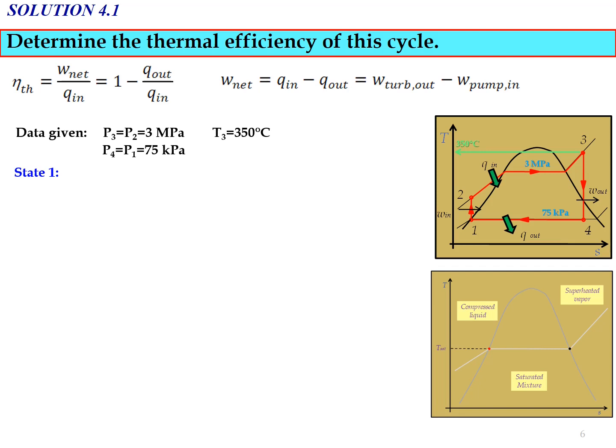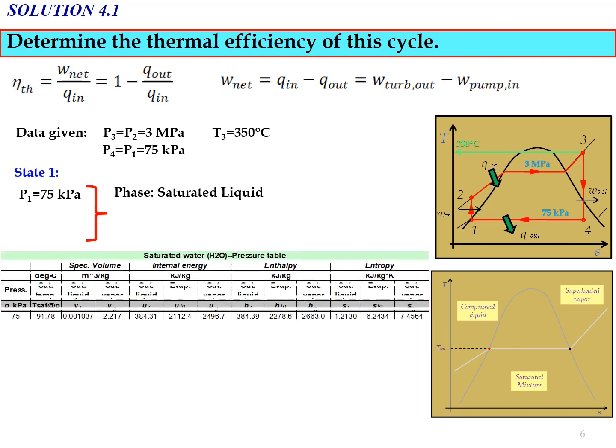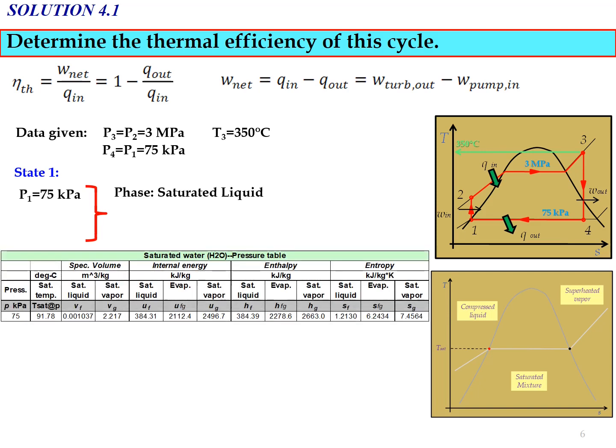For example, for state number 1, we have pressure P1 equal to 75 kilopascal. We don't have any other data, but we know that for the ideal Rankine cycle, the phase at state number 1 is saturated liquid, which means you need to refer to the saturated water table, as I show in the slide.